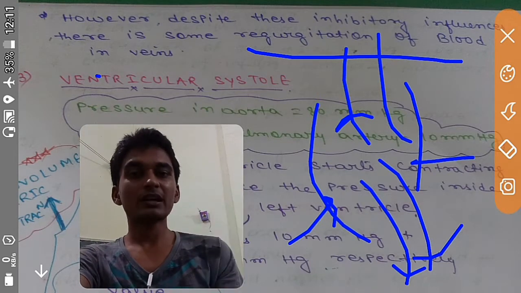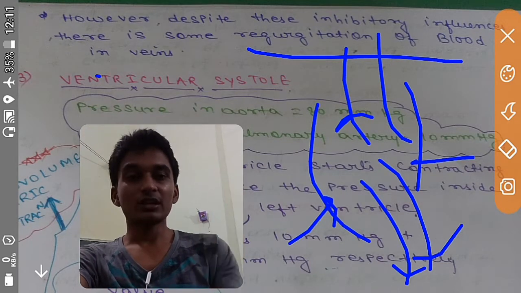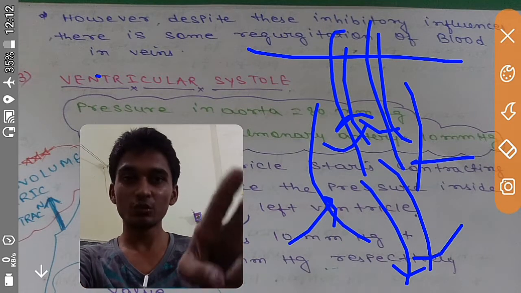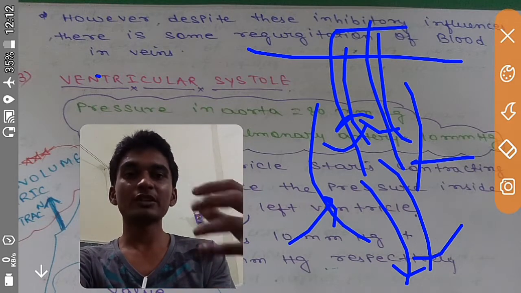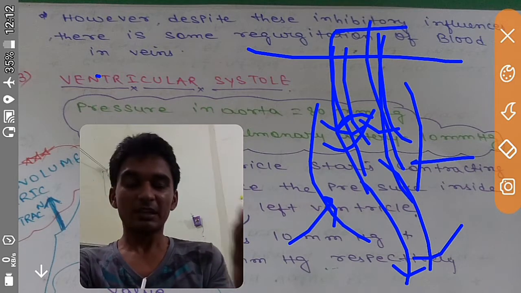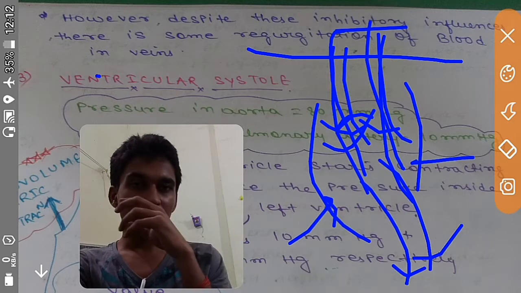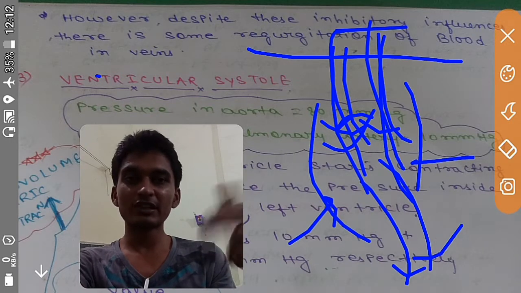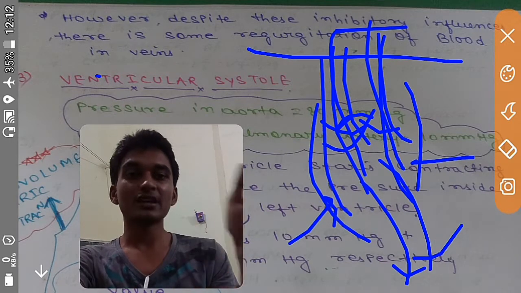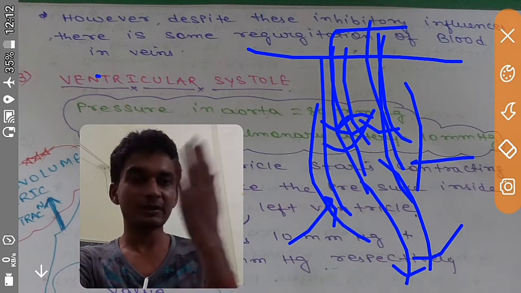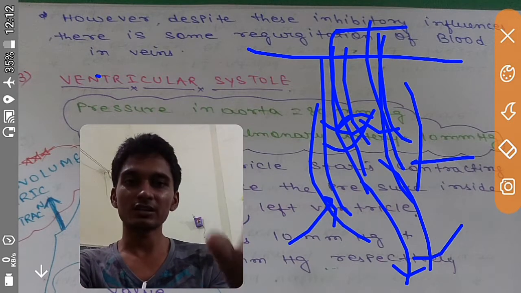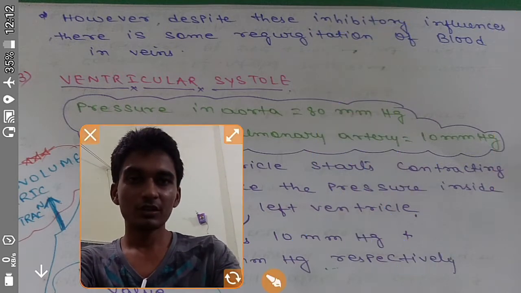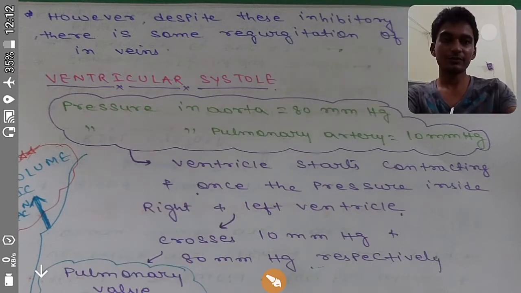Although the orifices of the superior vena cava and inferior vena cava are narrowed, and second point, the momentum of the blood keeps the blood flowing in direction of atria, still of these two factors I have mentioned here, inhibitory influences. Despite these two inhibitory influences, which two? That is the momentum of the blood keeps the blood flowing towards the atria, and the narrowing of the orifices. These two are the inhibitory influence for the regurgitation of blood. Regurgitation means backflow of the blood from atrium to superior vena cava and inferior vena cava, but there is some regurgitation of blood occurs in veins despite of these two inhibitory influences. Clear? So now moving to the ventricular systole.